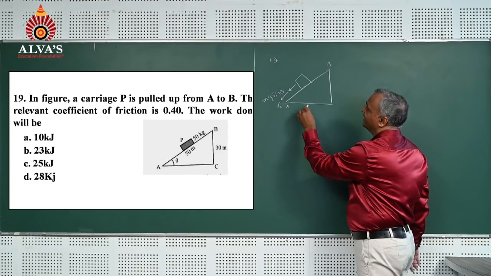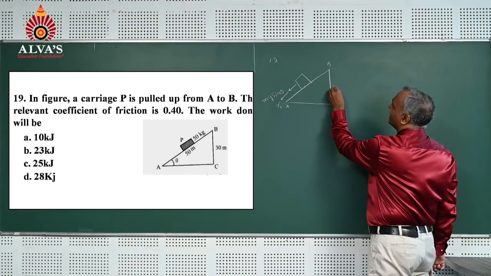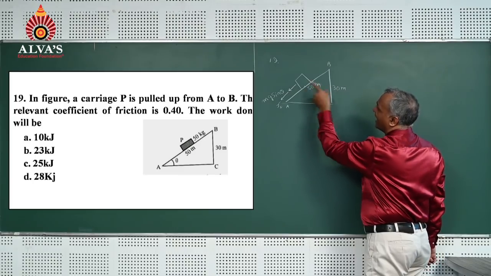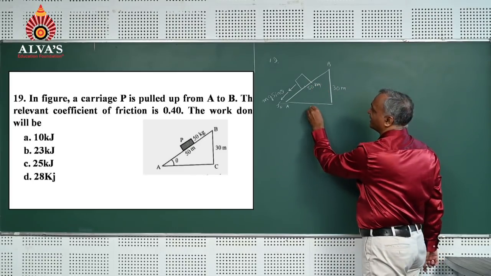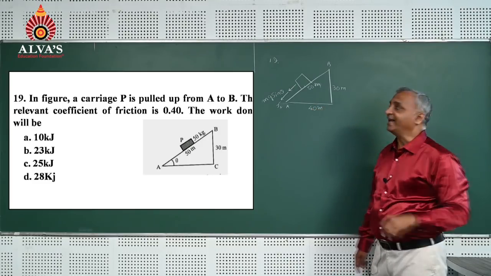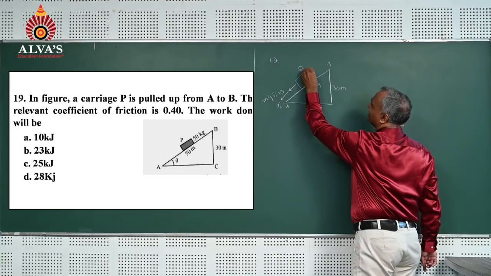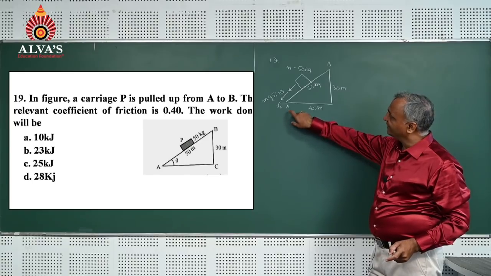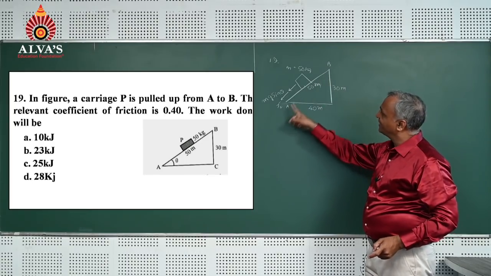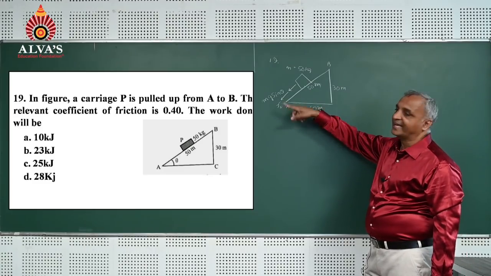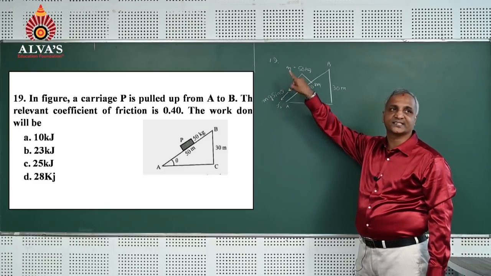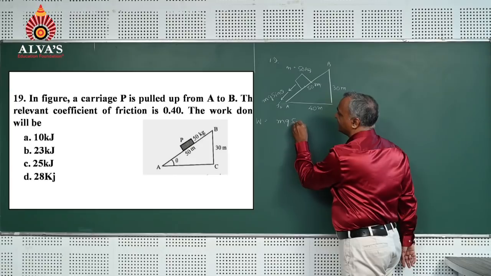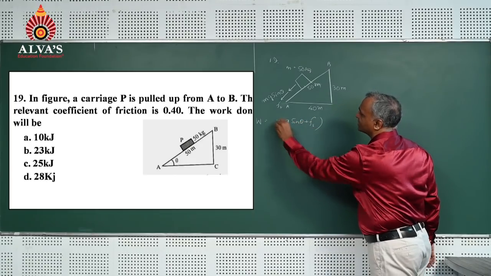And so the distances are also mentioned. This is given as 30 meter. And this is given as 50 meter. And so if you use Pythagoras theorem, I am going to get this is 40 meter. And the mass is given as 50 kg. And so the amount of work to be done in order to move this from A to B is, this distance to be traveled is 50 meter, and the force against which we have to work is mg sin theta plus the frictional force. And that's why work done is nothing but (mg sin theta plus frictional force) into a distance AB.